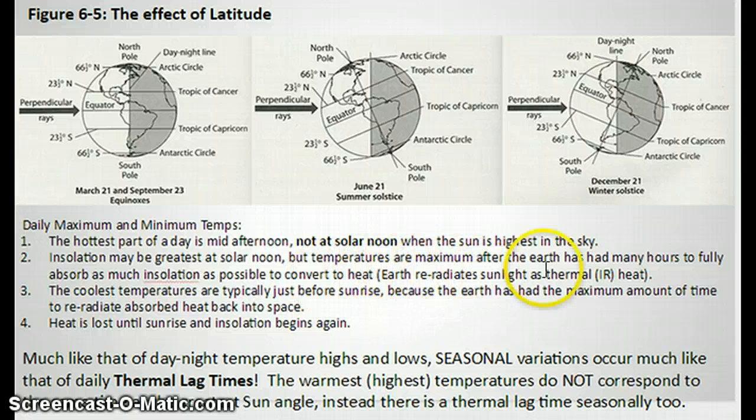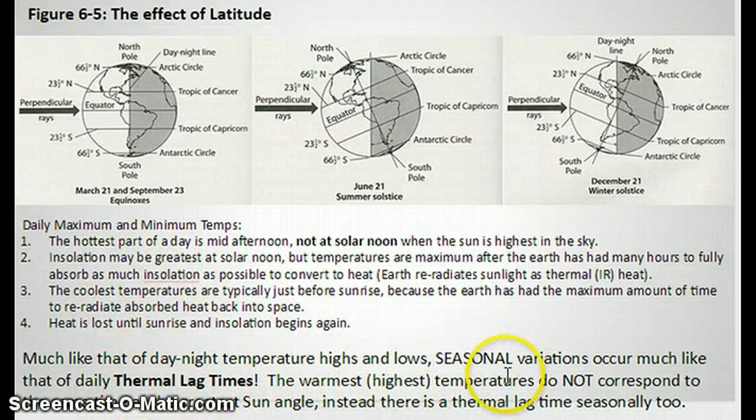The Earth re-radiates sunlight as thermal or infrared heat. The coolest temperatures are typically found just before sunrise because the Earth has had a maximum amount of time to re-radiate that infrared heat energy back into space or the atmosphere around it. So it's the coolest point. And heat is lost until sunrise and insolation begins again. So much like that day and night temperature highs and lows, seasonal variations occur much like that daily thermal lag time of temperature up here.